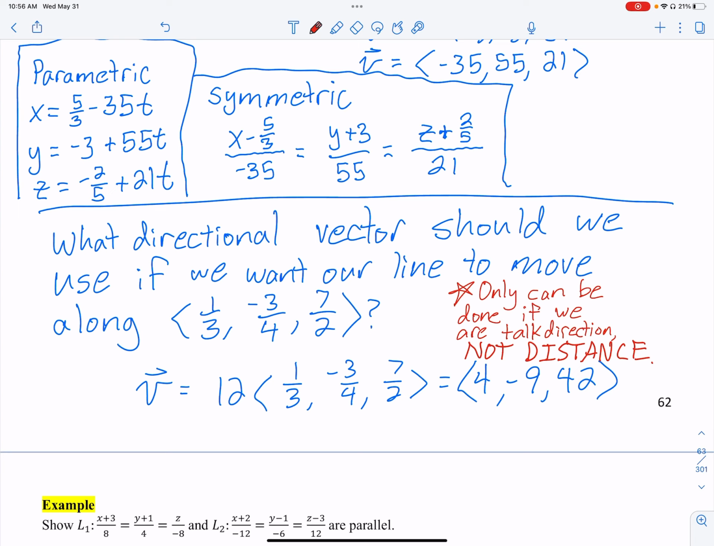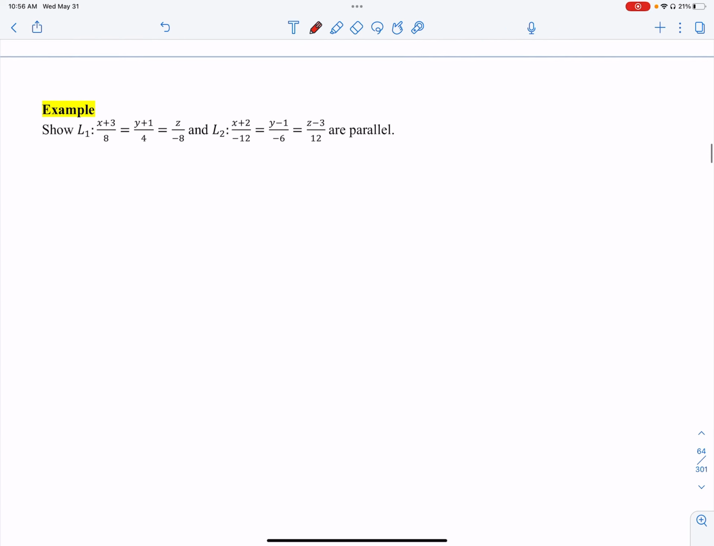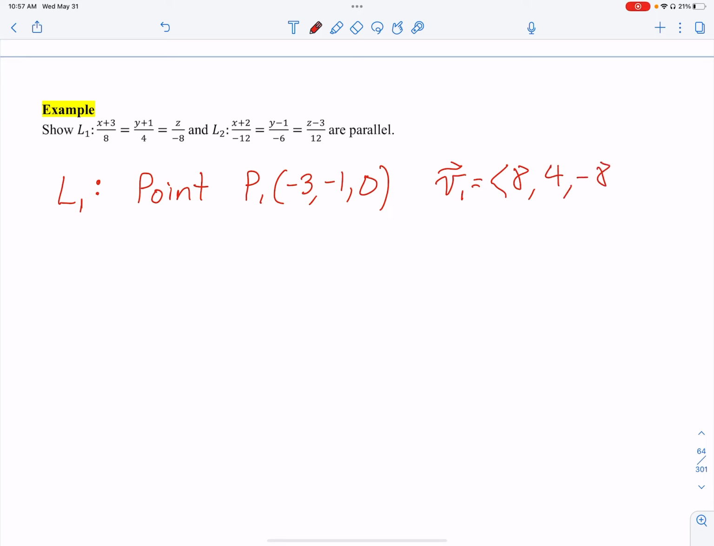Okay, we have another problem here. They gave us two lines, and they want us to show that the two lines are parallel. So I'm going to grab all the information for this just out of practice. We may not use some of it. Okay, line 1. I can pull a point off that line. One point on that line, I'll call that P1, would be from the numbers on top. It's the opposite, so x plus 3 gets me a negative 3. Y plus 1 gets me a negative 1, and then the last one is 0. We also can grab a directional vector, which is our slope of this line. So numbers on the bottom: 8, 4, negative 8.